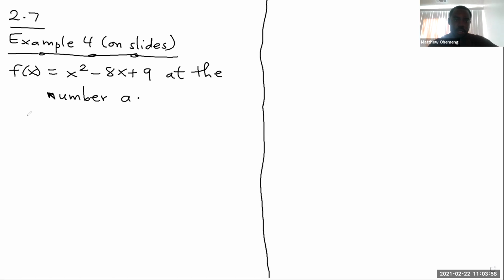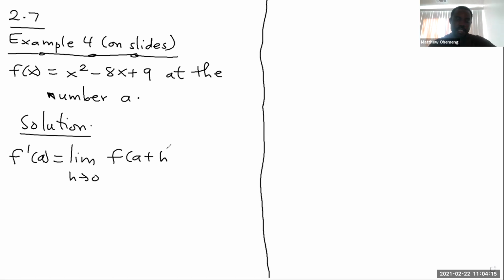This is the solution. The derivative at a, so we need f prime of a. What is the formula? The limit as h approaches 0 of f of a plus h minus f of a, all over h. We have to know this formula, and this is where we start from. Also, you are not allowed formula sheets on the exam.